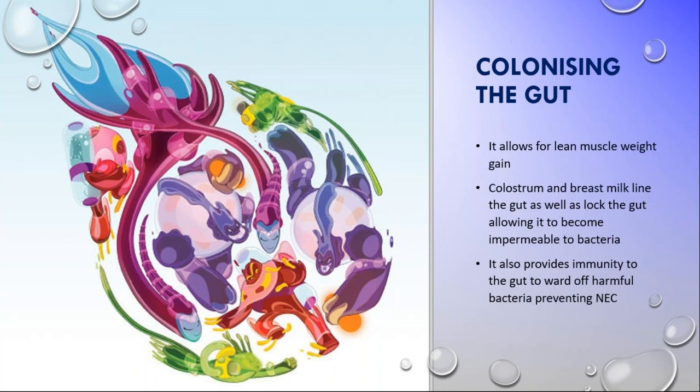It allows for lean muscle weight gain, which is far better, because remember that your micropremie and your premie are at risk of organ fat development. By feeding breast milk, you prevent organ fat development. But organs that have got fat around them are not healthy organs.